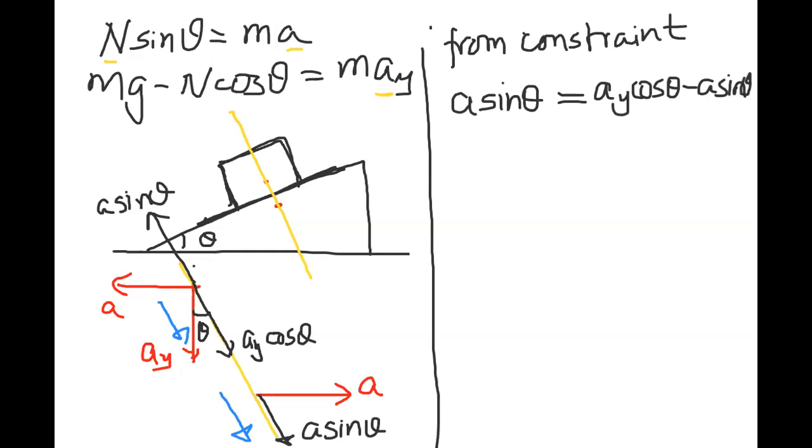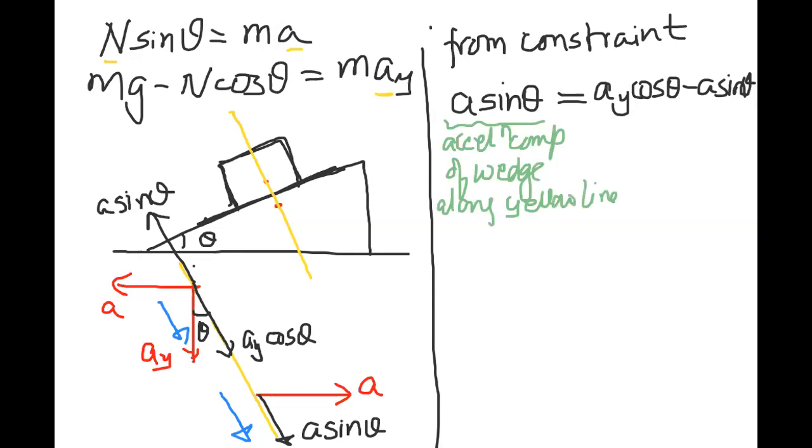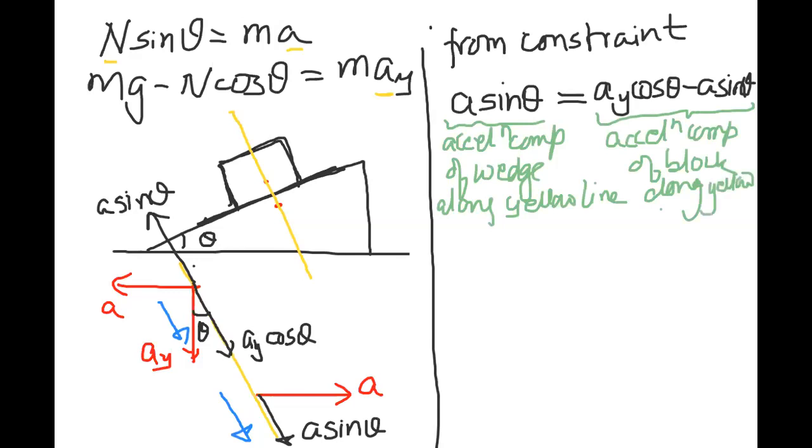Let me just write this out for you. This is the acceleration component of wedge along the yellow line, and this is the acceleration component of block along the yellow line.